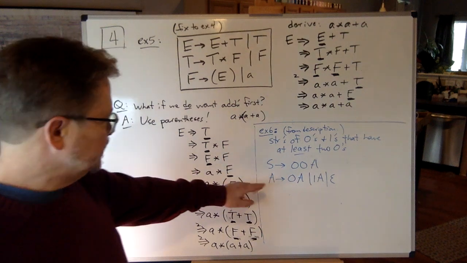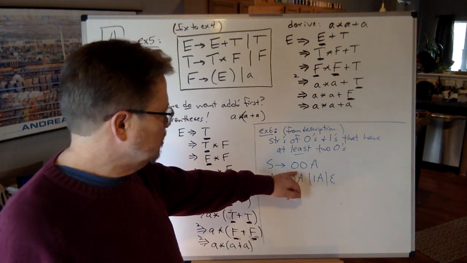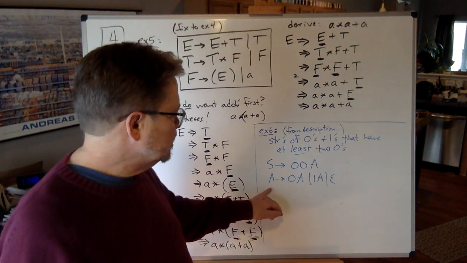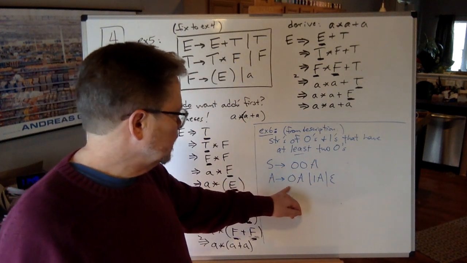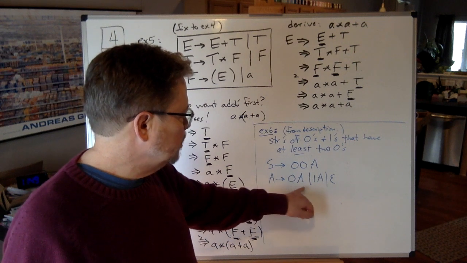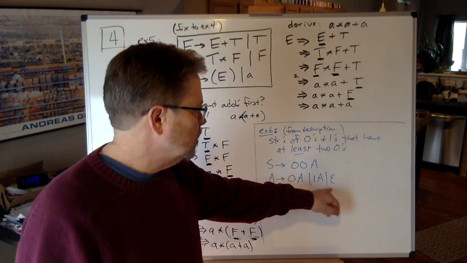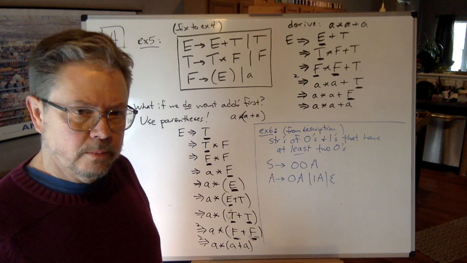There we go. Strings of zeros and ones that have at least 2 zeros. And I believe this fits the bill, doesn't it? That's going to have at least 2 zeros. We guaranteed that right at the beginning. This is like a wildcard character almost. It's like a star. I can replace A with a 0 and keep going. I can replace A with a 1 and keep going. Or I can call the whole thing to a halt and put an epsilon.